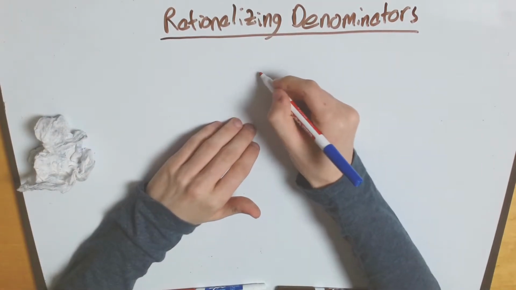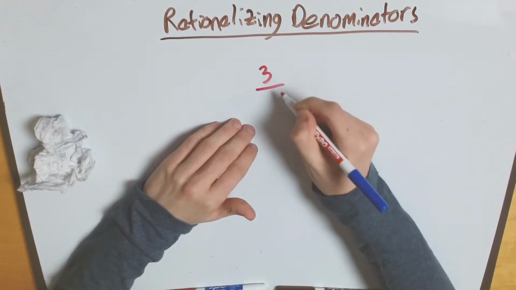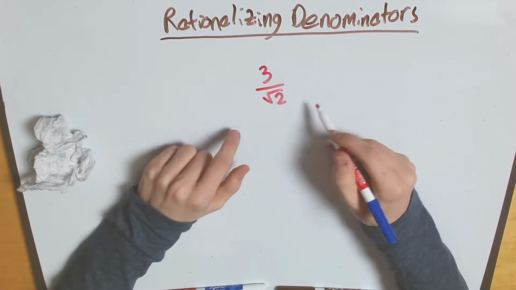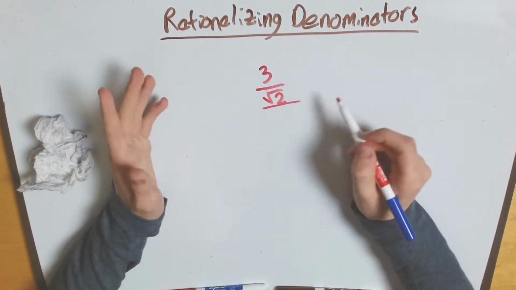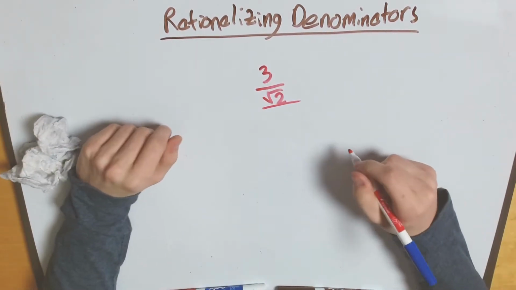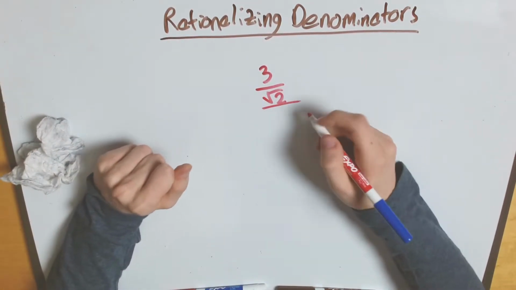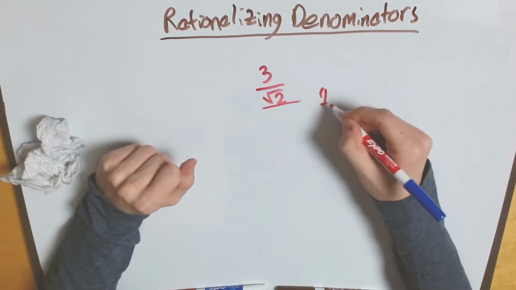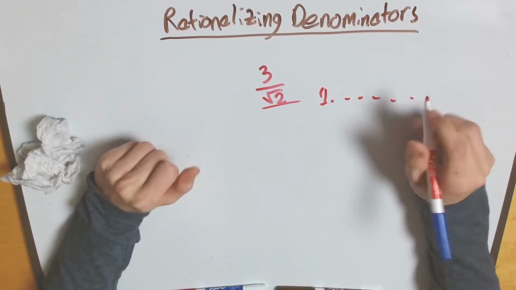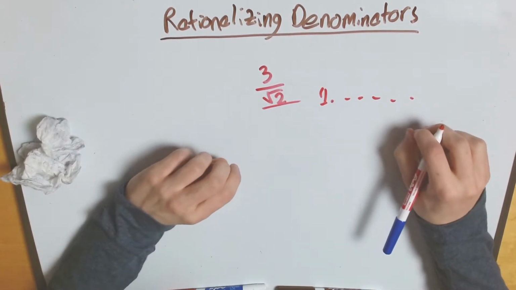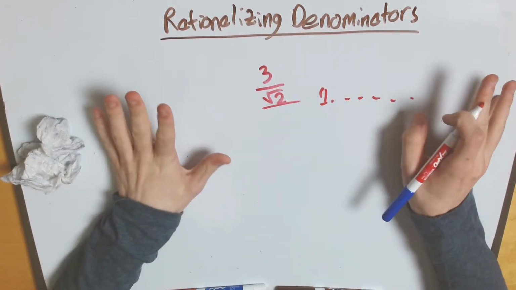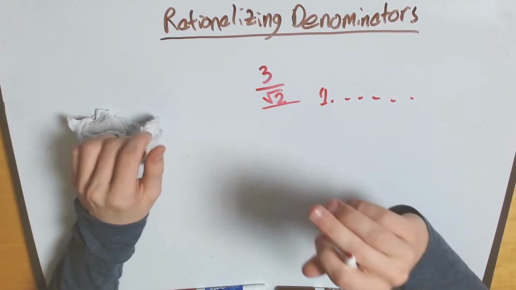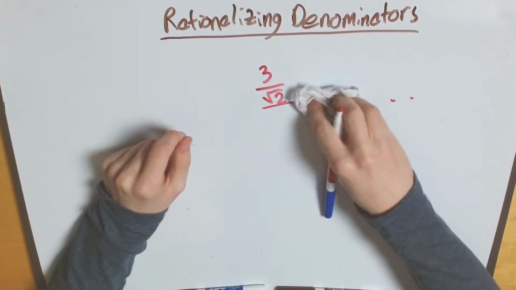If we have something like this, 3 over the square root of 2, that's not fully simplified because we have a square root, or an irrational number, meaning it's not an integer or a fraction, right? Because the square root of 2 goes about 1 point something on to infinity. It's not rational. And the rules for simplification say that the denominator has to be rational. So we have to rationalize this denominator for it to be fully simplified, right?